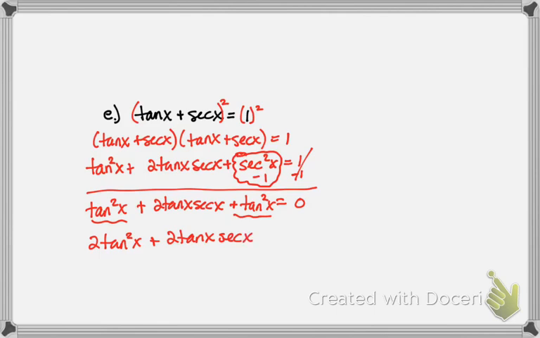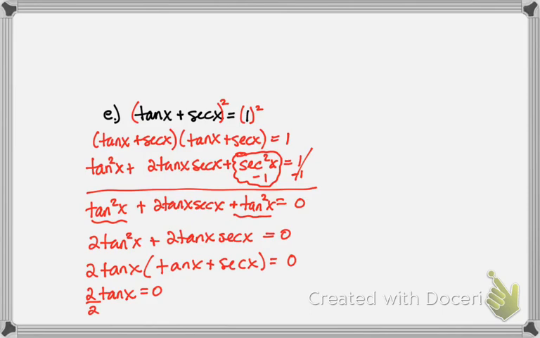So each problem's a little different. You just have to look at the algebra that needs to be done. I can factor out a 2 tan of x, which leaves me with tan of x plus secant of x equals 0. Once it's factored, you can set each factor equal to 0. So I get 2 tan of x equals 0, divide by 2, and tangent of x equals 0 at 0 and at pi. So we've got to check to see which one of those works.